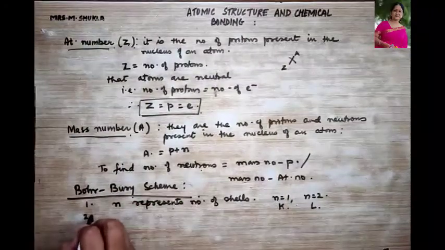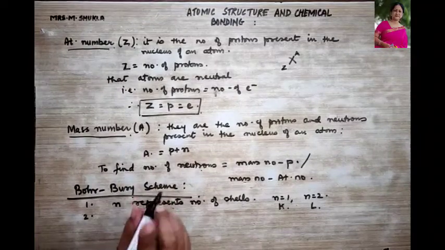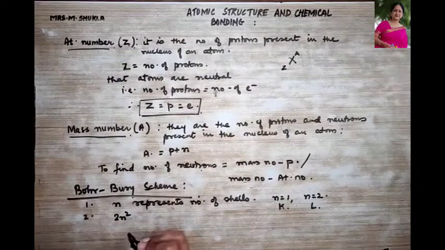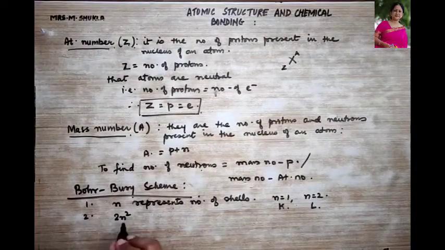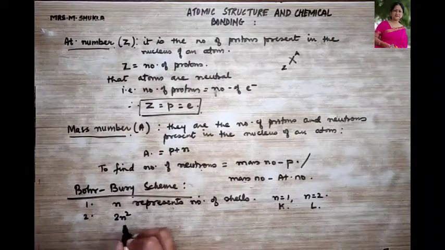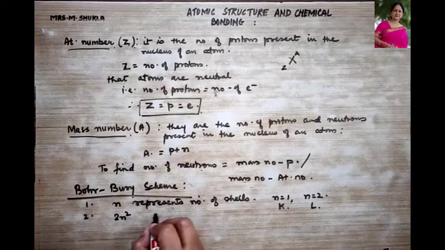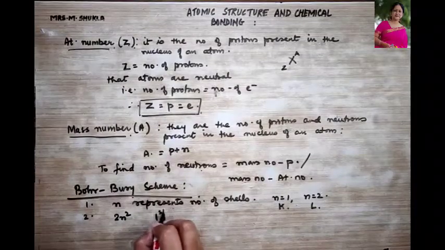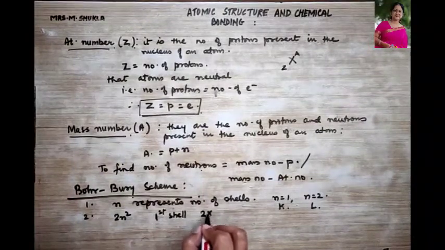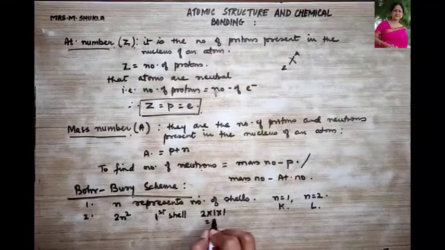Then second point, he said that the maximum number of electrons in any shell follows this formula, 2n square. Now n over here is the number of shells, as I have already told you. So how many electrons are found in the first shell, second shell and so on? Let us find out in the first shell how many electrons are found. So 2 into n square, 1 into 1. So this gives you what? 2.